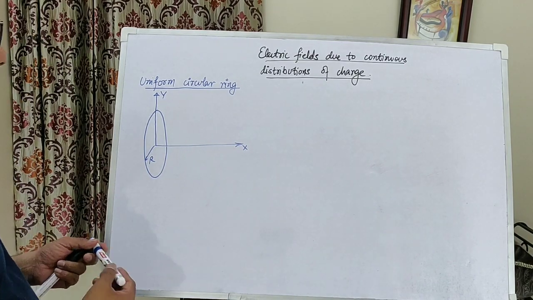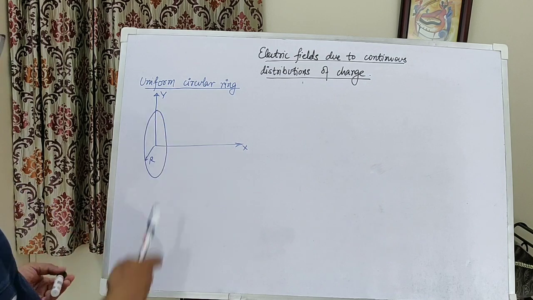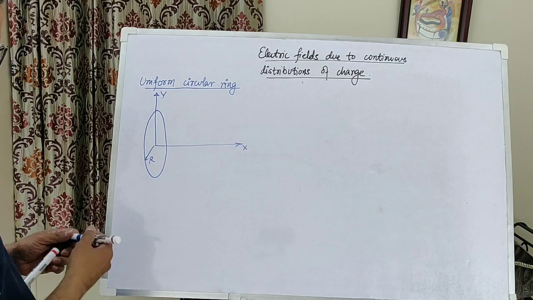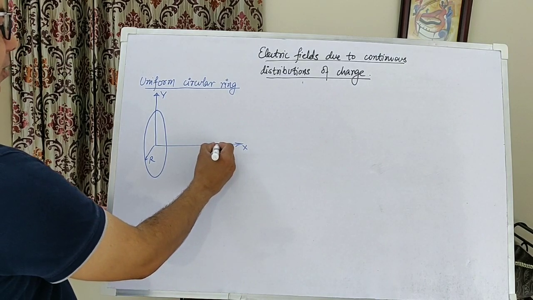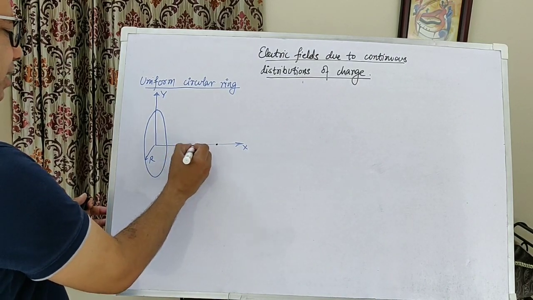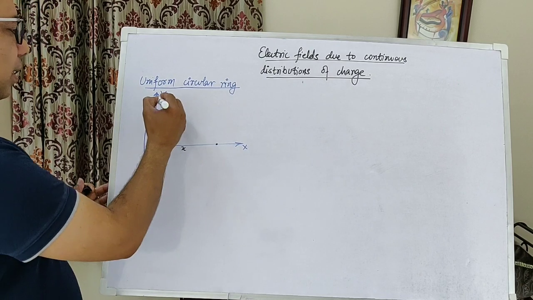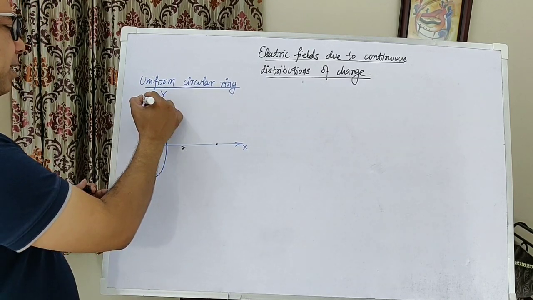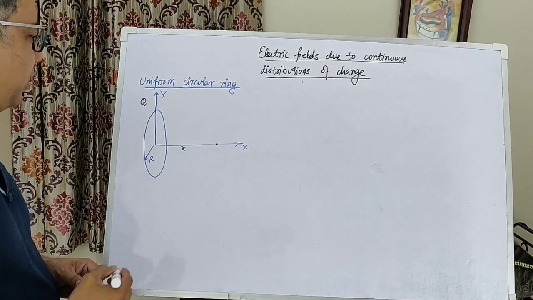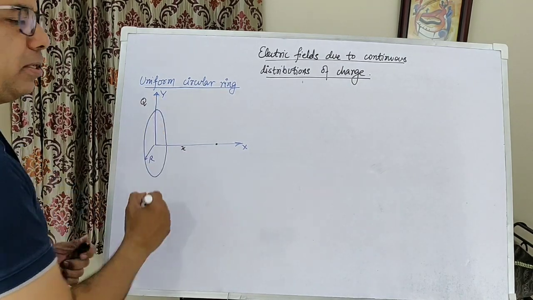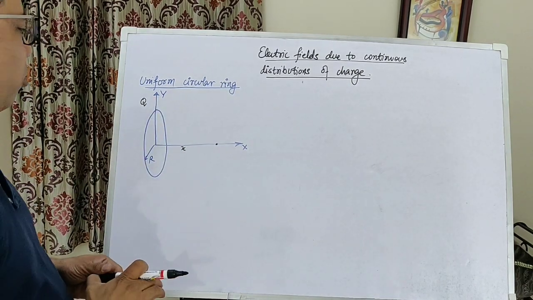And we are interested in calculating the electric field due to this ring at a point on the axis of the ring. Let's say we have it at a distance x. The ring carries a charge q on it, and this charge q is distributed uniformly all over the ring.